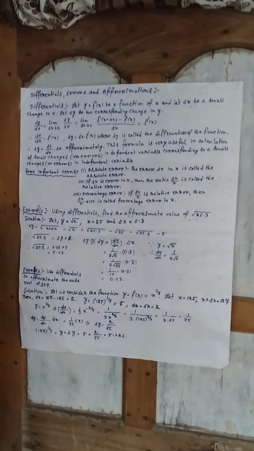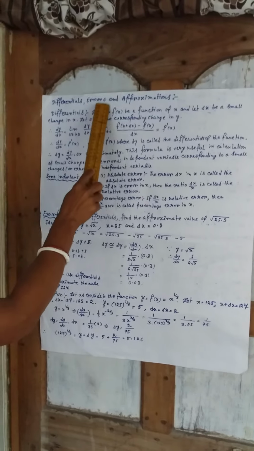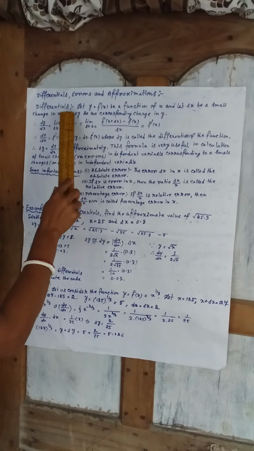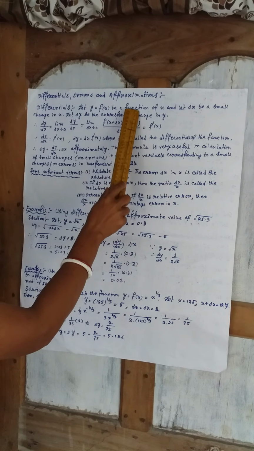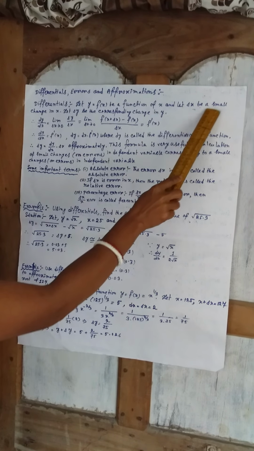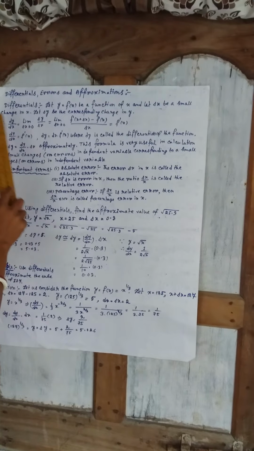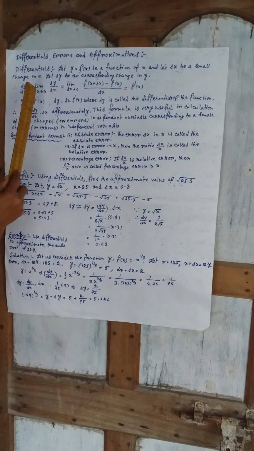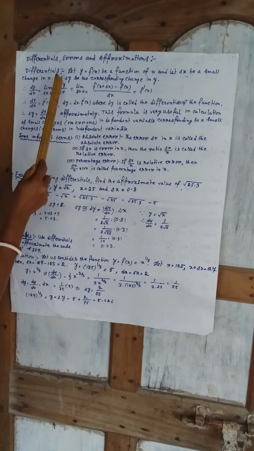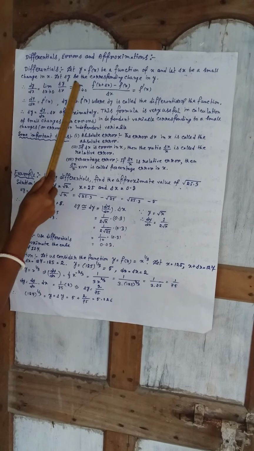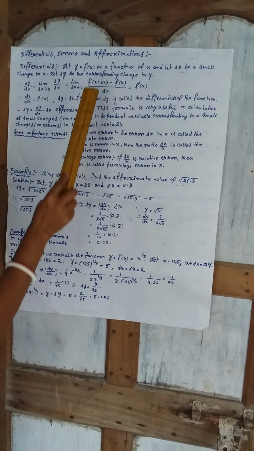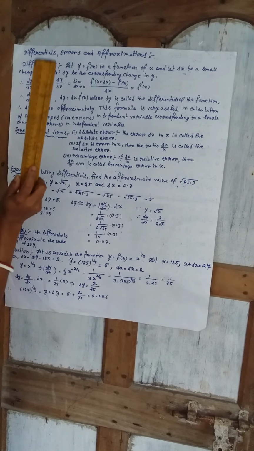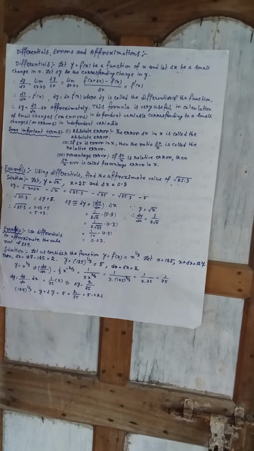Today I will start the chapter Differentials, Errors and Approximations. First, differentials. Let y equal to f(x) be a function of x and let del x be a small change in x. Let del y be the corresponding change in y. Therefore, dy/dx equals the limit as del x tends to 0 of del y by del x, which is equal to the limit as del x tends to 0 of (f(x plus del x) minus f(x)) by del x, equal to f dash x. This is the definition of differentials.